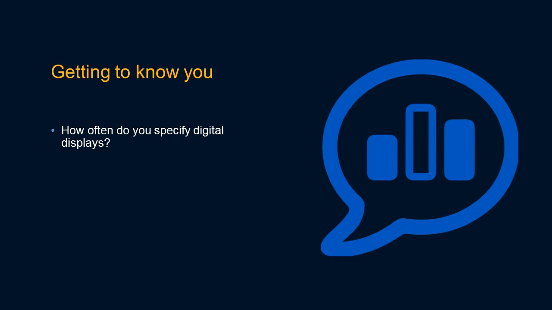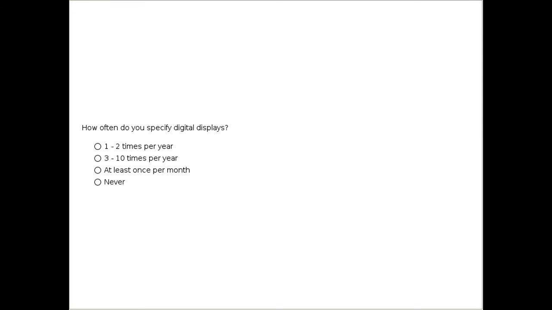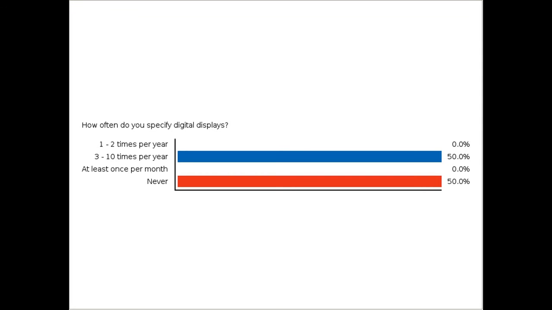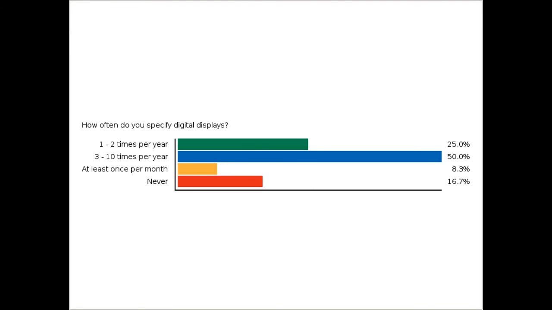I do. So we want to ask how often you specify digital displays. Now, if you answer you specify them a lot, you're not going to get a call from us. This is just kind of to gauge who in our audience uses Precision Digital products. Just something unique for us to learn. So how often do you specify digital displays? 1 to 2 times per year, 3 to 10 times per year, at least once per month, or never?